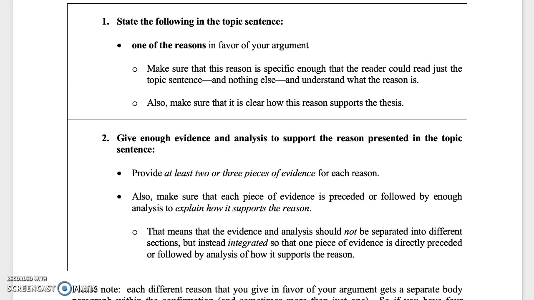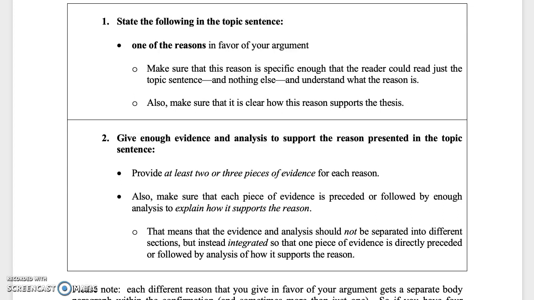After that, the majority of the paragraph would be giving evidence and analysis to support the reason you presented in your topic sentence. So you want at least two different pieces of evidence. So two different citations from a source, for example, two facts, a fact and a quote, a statistic, whatever your evidence is, an example, a couple of examples, but you want to have at least two, preferably three different pieces of evidence for each reason.